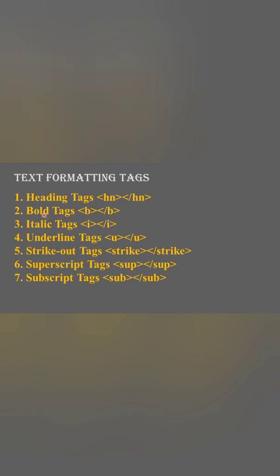You have to use this HN pair of tags. Now to make your text bold, you have to use the bold tag. To make your text italic, you can use the I tag. To make your text underlined, you have to use the U tag. If you want to strike out your text, you can use the strike tag. If you want to make your text superscript, you have to use the SUP pair of tags. If you want to make your text subscript, you have to use the SUB pair of tags.